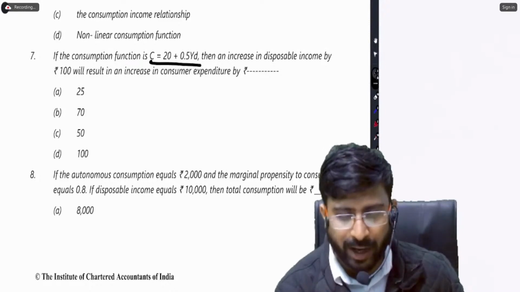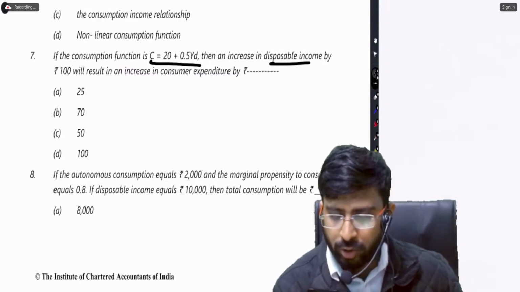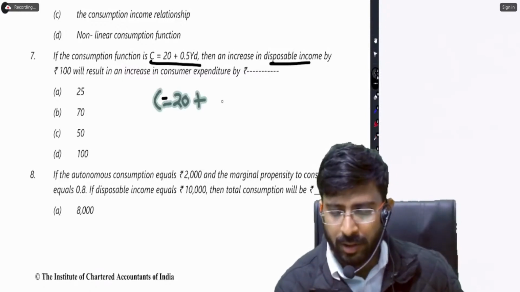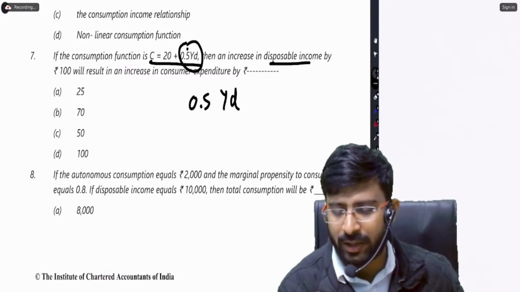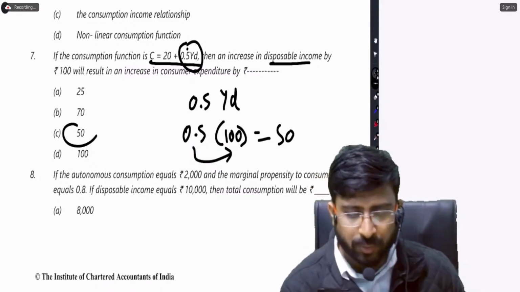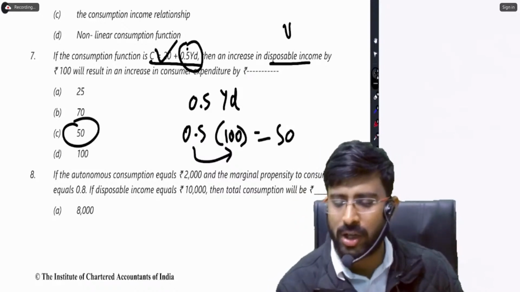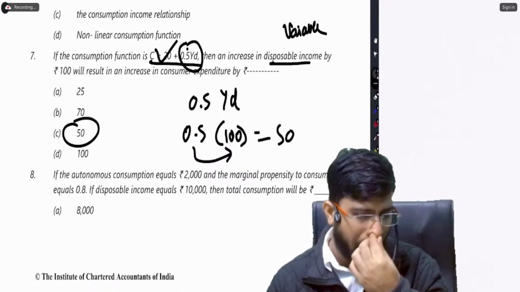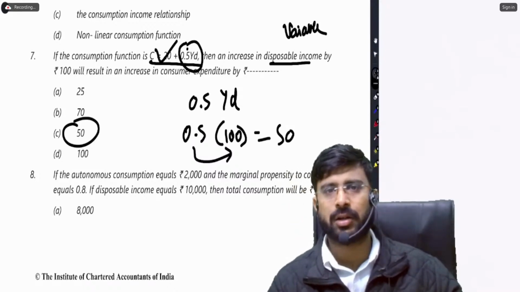If the consumption function is A plus BYD, then an increase in disposable income by 100 will result in consumption expenditure by, okay. So increase in disposable income is by 100. So B is 0.5, into 100. 0.5 into 100 is 50. Yes or no? So it will increase by 50. This 20 will remain constant. So why will we add this 20? We don't need to add this 20, as we are asked only about the variable component. Yes or no, everyone? Yes, sir, indeed. You are correct.